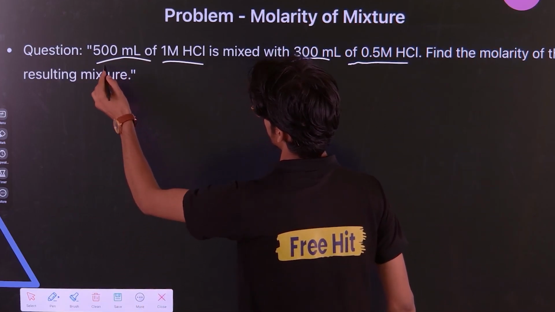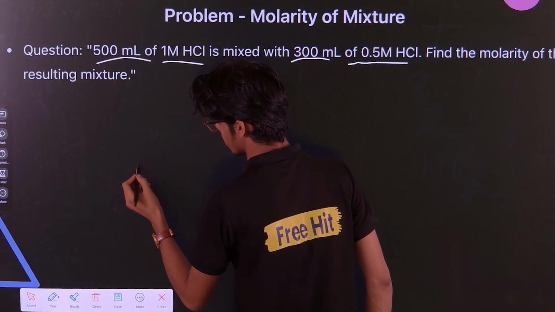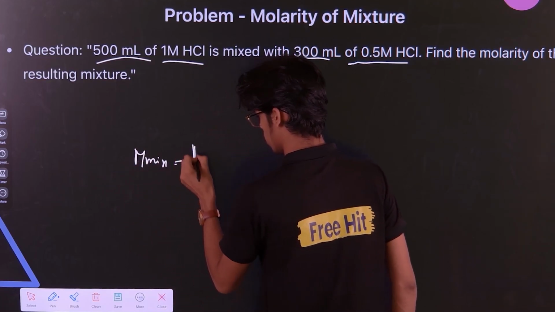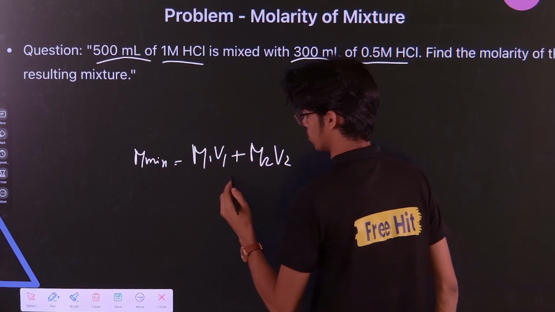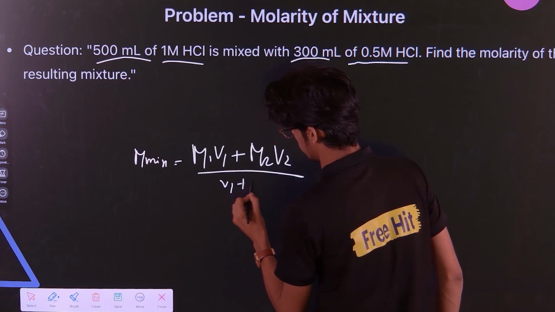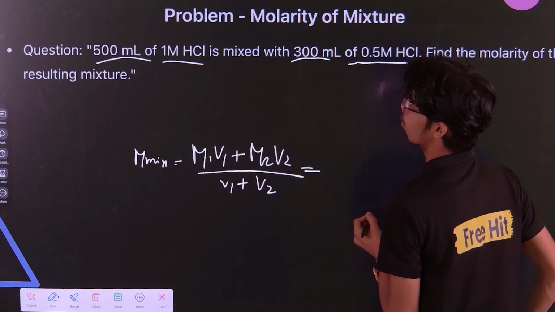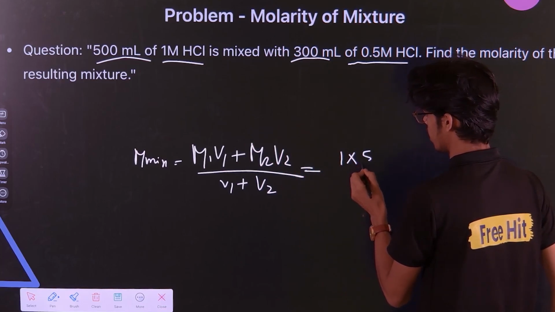Now 500 milliliter of 1 M HCl. What was the mixture formula? Tell me, what is the mixture formula? Sir, the mixture formula is M1V1 plus M2V2 upon V1 plus V2. Okay, what is M1? Sir, 1 M. And what is V1? Sir, 500 milliliter. Should I write this in liters?